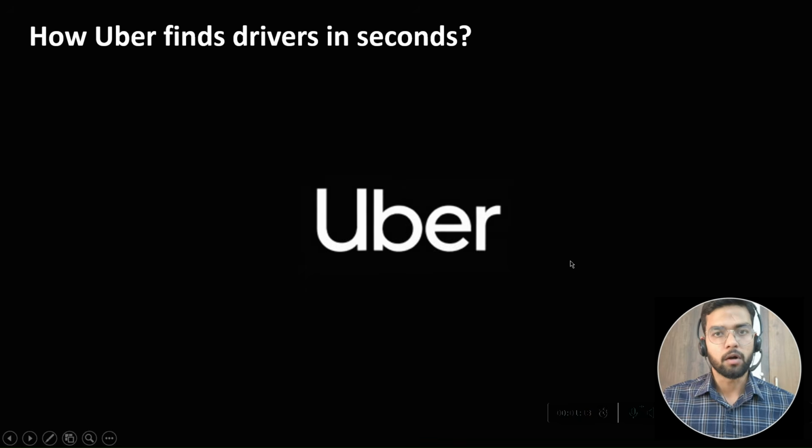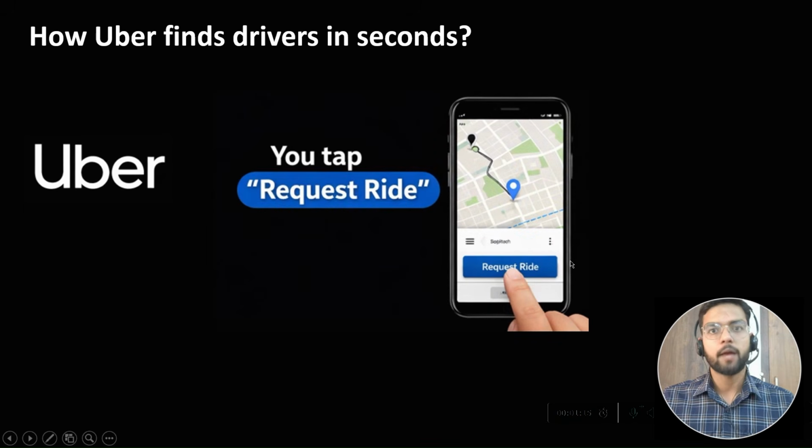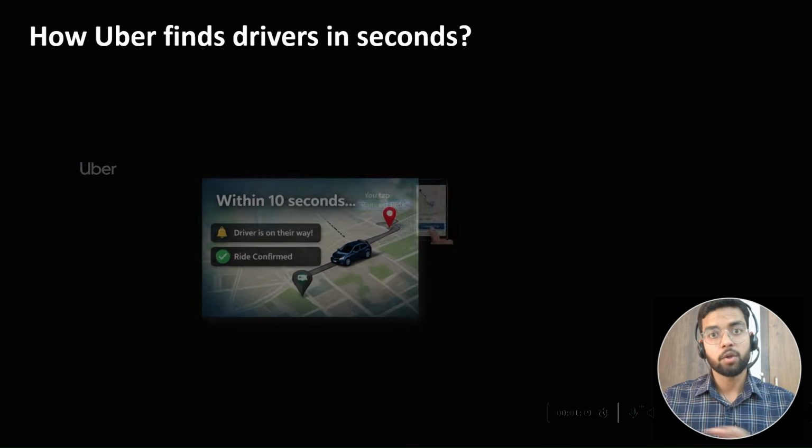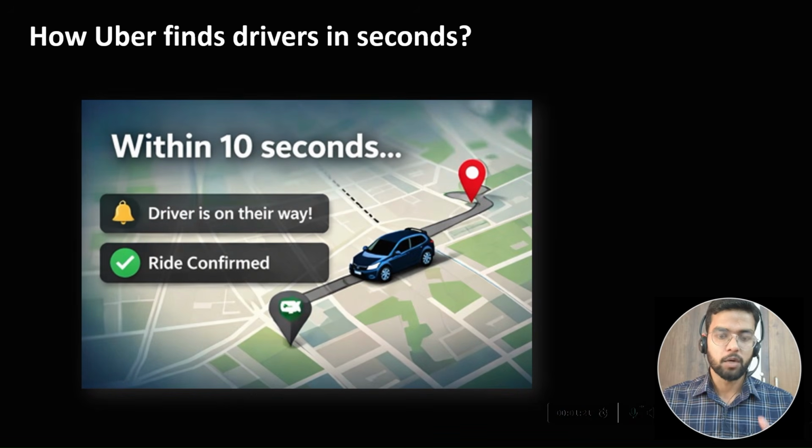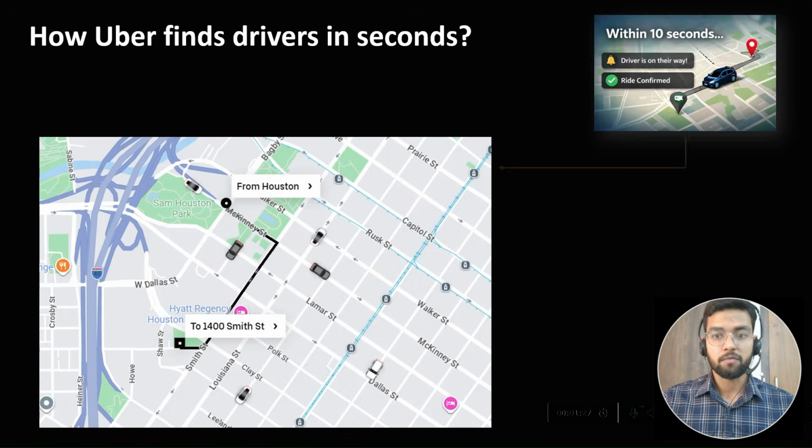You open Uber, you tap request ride, and within 10 seconds, sometimes even faster, a driver is on their way to you. Ride confirmed. Okay, but think about this for a second. At that exact moment, there are maybe 500 drivers moving around your city, all at different locations. Plus, most importantly, all of them are updating their position every few seconds.